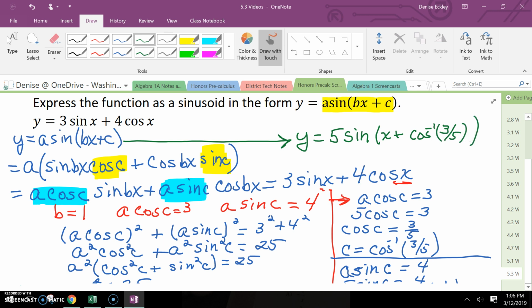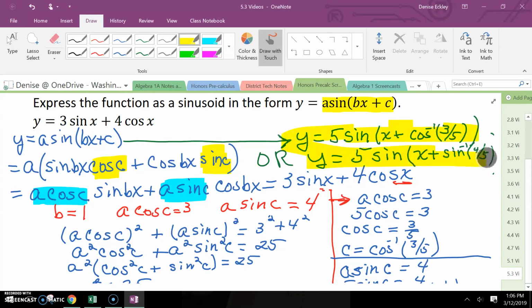So that's one solution. Or you can write it the other way. y equals 5 sine x plus inverse sine of 4/5. So either one of these would be the correct answer for this problem.